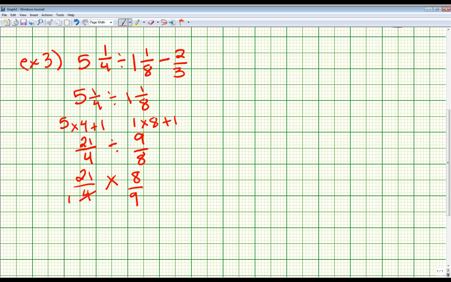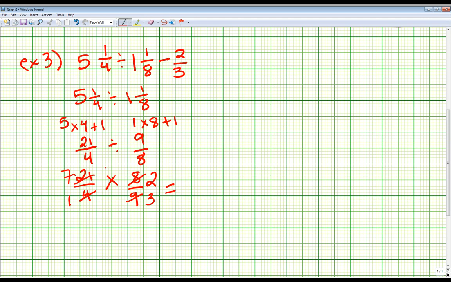4 can go into 4 1 time, and 4 can go into 8 2 times. Now 9 cannot go into 21. However, there is a number that can go into 9 and 21 evenly, and that's 3. 3 can go into 9 3 times, and 3 can go into 21 7 times. So we can reduce those still. However, it's not going to be using a 9. It'll be using a 3.